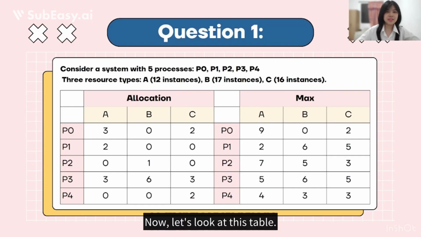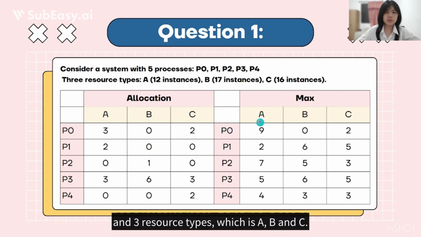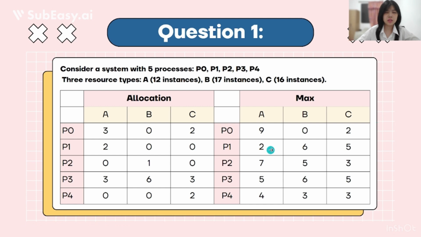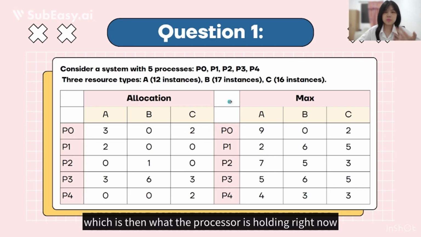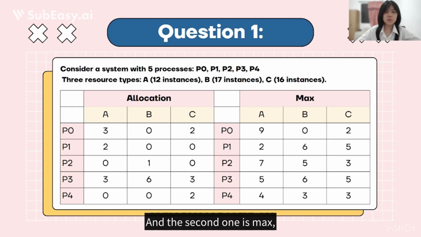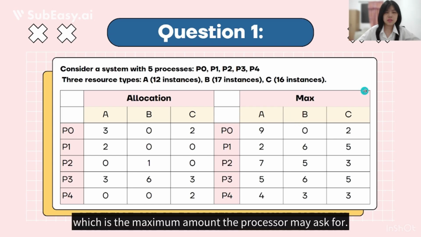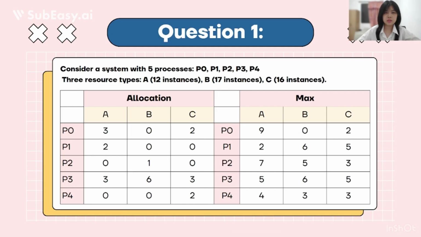Now, let's look at this table. We have 5 processes from P0 to P4 and 3 resource types, which are A, B, and C. For each process, we can see 2 things. The first one is allocation, which is what the process is holding right now. Think of this as money already borrowed from the bank. And the second one is max, which is the maximum amount the process may ask for. This is like the customer's credit limit.